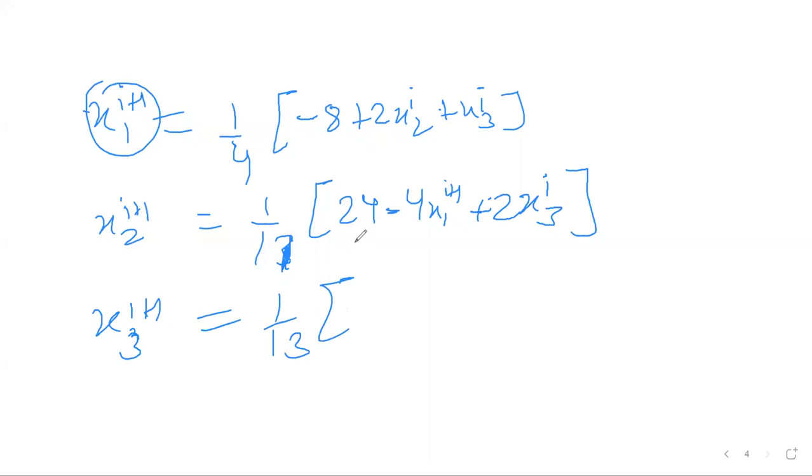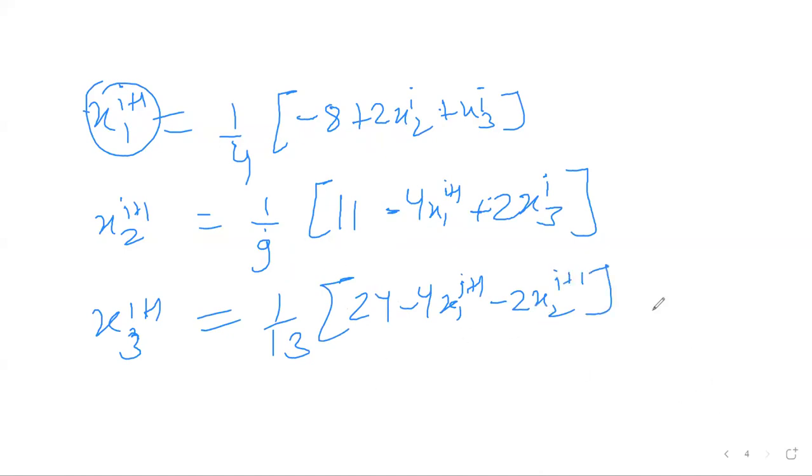And your x3 of I plus 1 is equal to 1 by 13. I'm making mistakes. Here it is 1 by 9, and here it is 11. This is 24, minus 4 x1 of I plus 1, minus 2 x2 of I plus 1. These are the three equations. We will put them in the calculator. Let's see. Okay, this is the calculator.